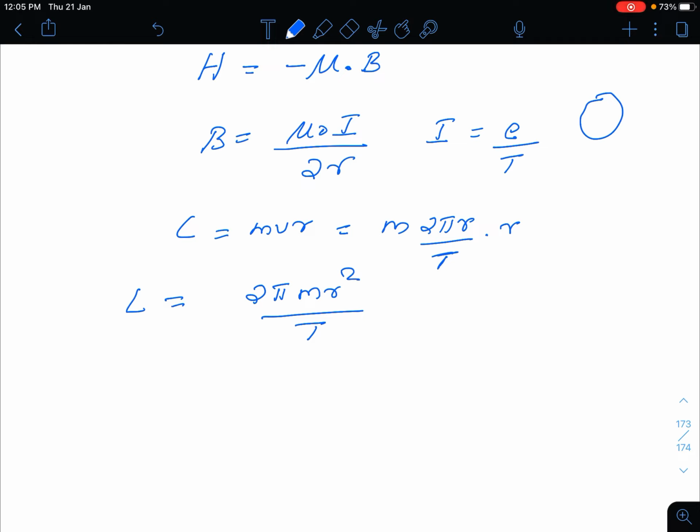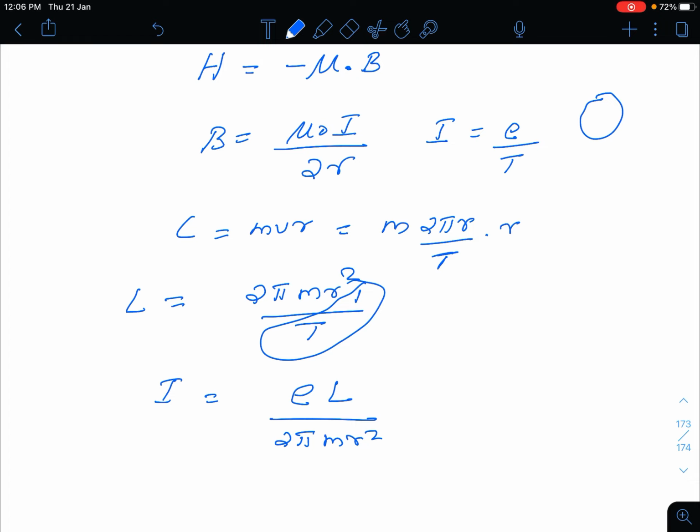So what can we do with this 1/T? Instead of 1/T we can write L by 2 pi mr square. So if I put that back into I, I now becomes EL divided by 2 pi mr square.